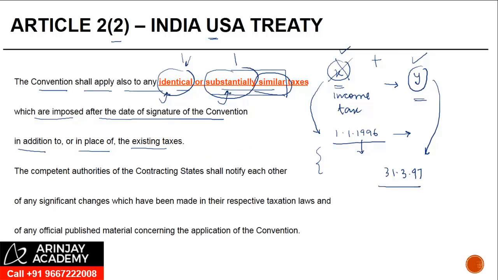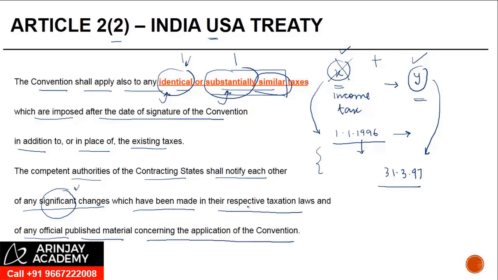The competent authorities of the contracting states shall notify each other of any significant changes, the word significant is important, which have been made in their respective taxation laws, and of any official published material concerning the application of the convention. If there's any change which is significant vis-a-vis these taxes, then the contracting states' competent authorities are under an obligation to inform the other state about such changes.